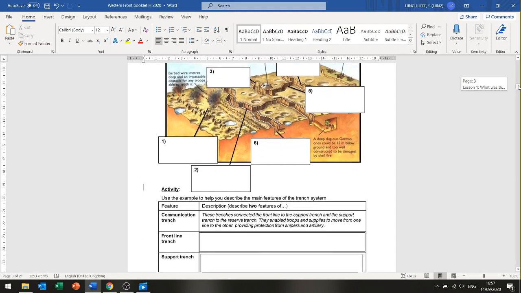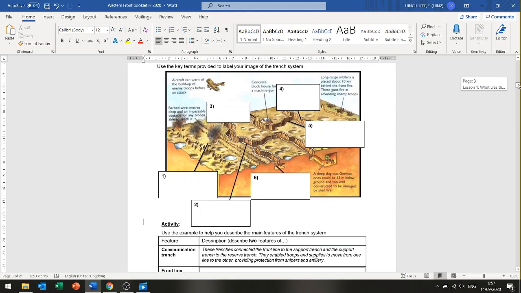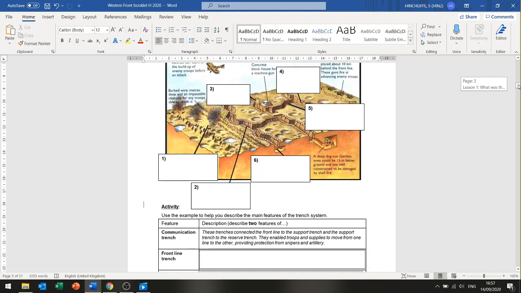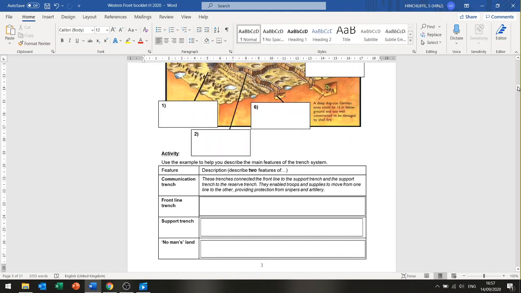And based on what I've just talked about, you might want to go back on the video if you need to, pause, and just listen again. We want to describe the function of each of these parts apart from the dugout and the reserve trench. So the example's been done for you here.